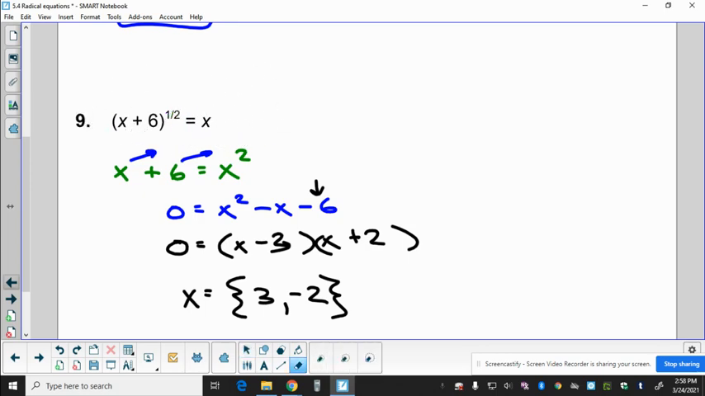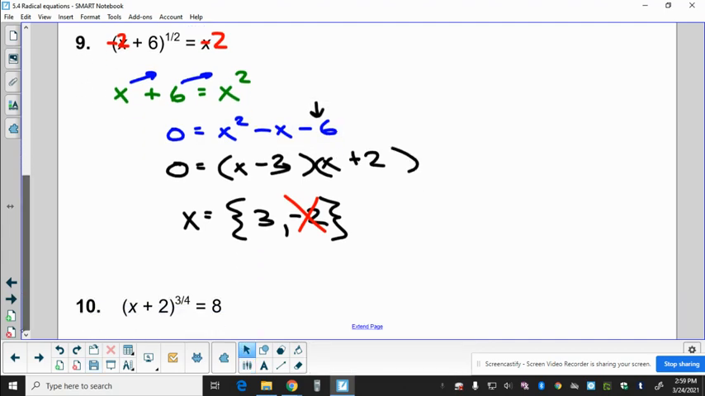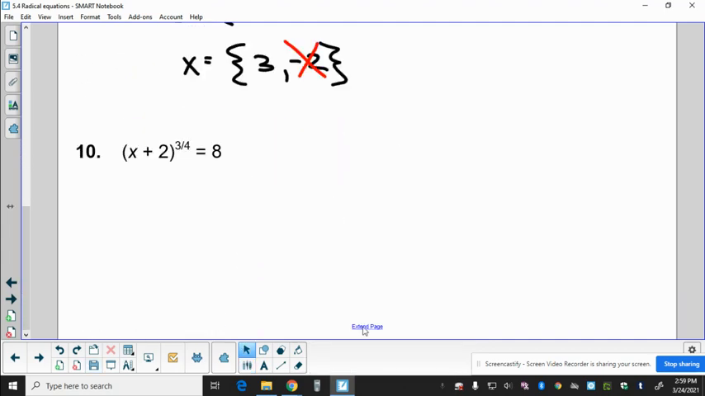So let's start off by putting a 3 in here first. Put a 3 there, and a 3 there. That checks, right? Let's put the negative 2 in here. That would be 2, and a negative 2 here. That's not correct. So the only solution there is 3. Okay, next question.